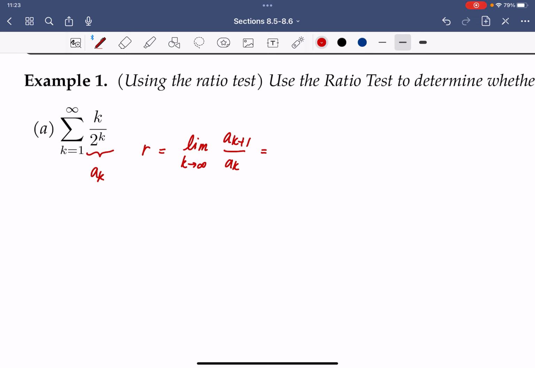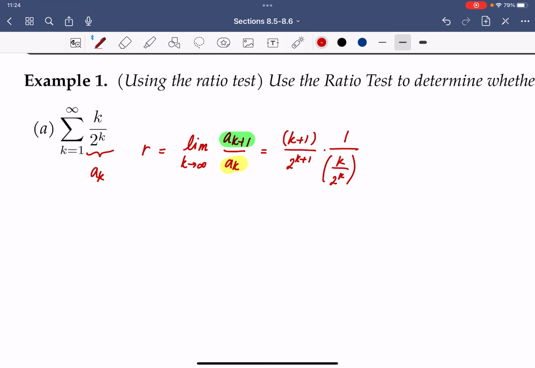Some of you are going to have a hard time when plugging in. If you don't know how to plug in, just keep in mind that I need to plug in two things: a_(k+1) and a_k. For a_(k+1), you plug k plus 1 into the function, so it's going to be k plus 1 over 2 to the k plus 1. And for a subscript k, you plug in k there, so it's going to be k over 2 to the k.